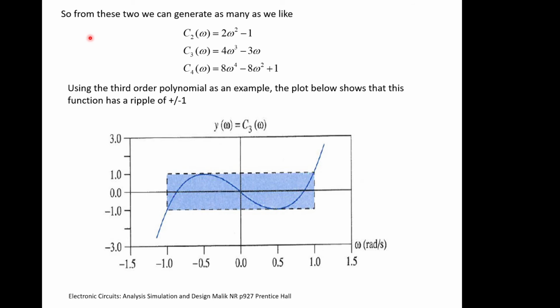So it depends what they look like, really. We can generate them, and you can see they start to get quite complicated as we go up in order. Using a third order as an example, we can plot that and show that this has a ripple of plus and minus 1 if we plotted it like that. And this is the ripple, if we like, the peak of the difference in the turning points.